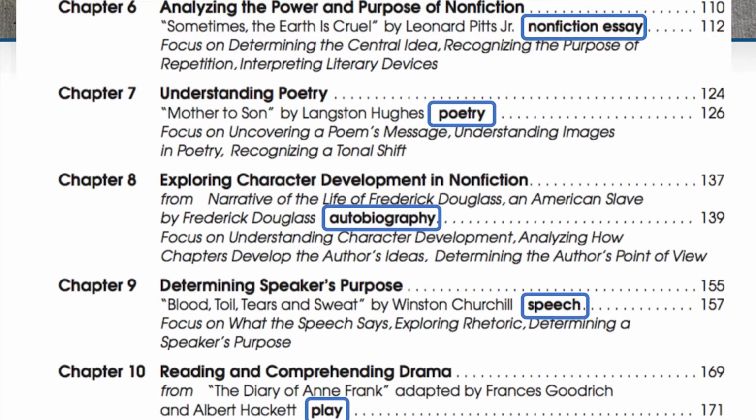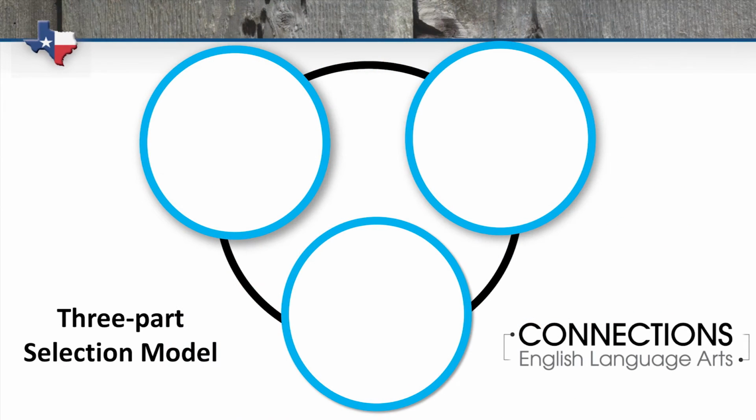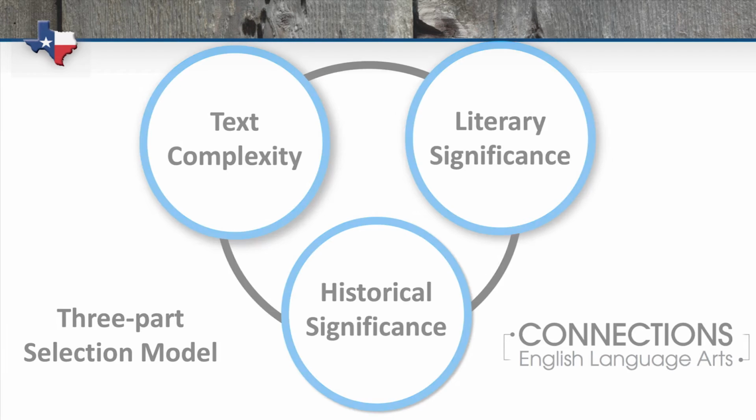Pursuant to the new TEKS multi-genre requirement, the selections chosen for Connections represent a blend of fiction and informational texts in a variety of genres. Each selection was evaluated with a 3-part model for measuring text complexity as well as its literary and historical significance.